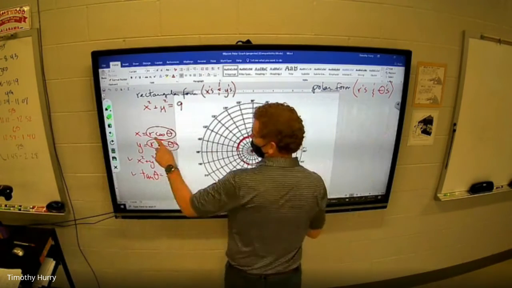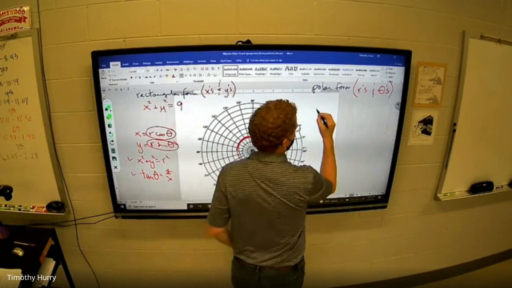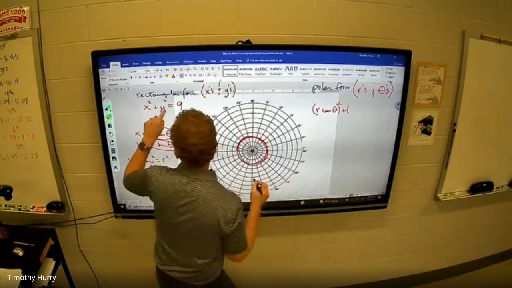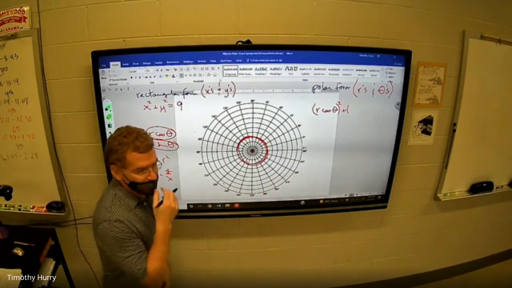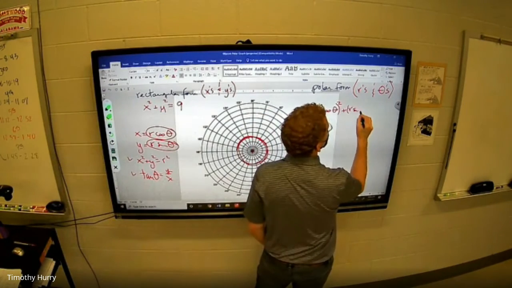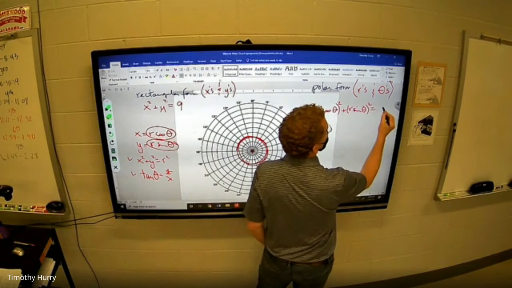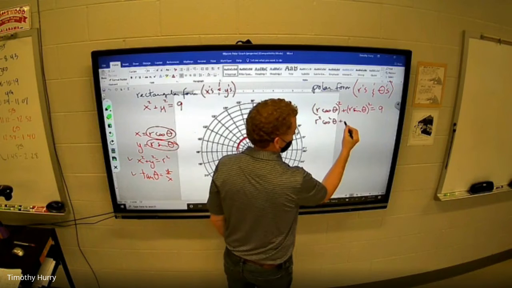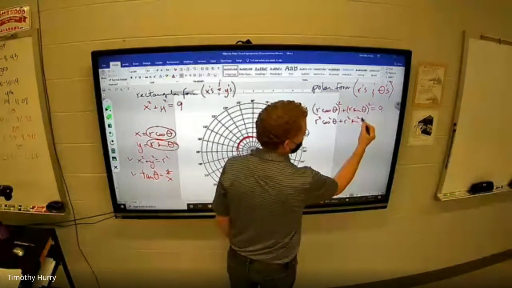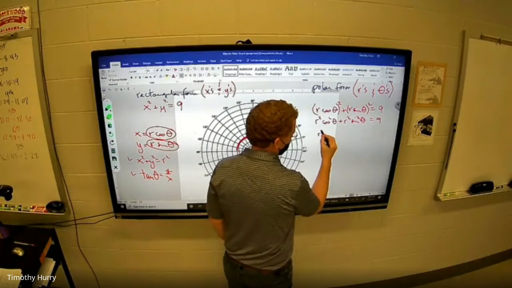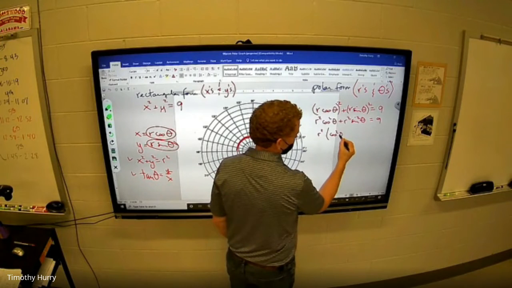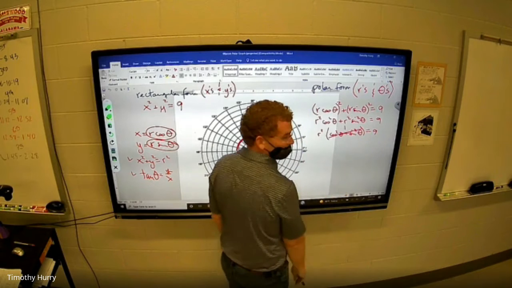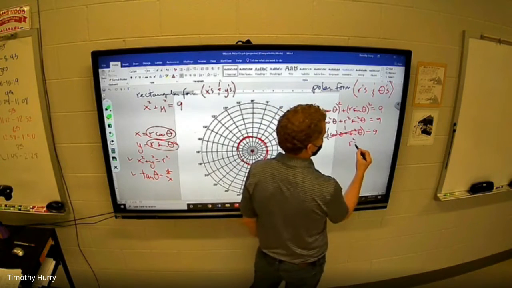So I would get r cosine theta squared. I'm not going to go as far as you did on the first. And then when I replace the y, I get r sine of theta squared. Now, isn't that r squared cosine squared and r squared sine squared? And what would happen if I factored out an r squared? That is all a big Pythagorean identity, isn't it? So there I'm back to where I was before.